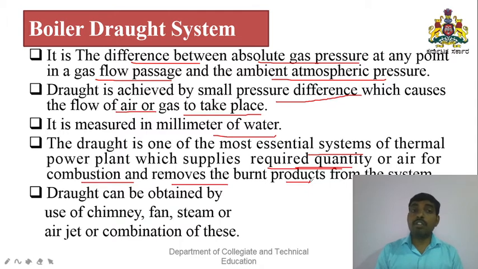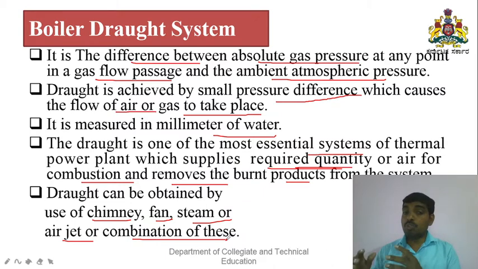This draught system allows the high pressure and high temperature flue gases to pass through the chimney and out to the atmosphere. So this is why boiler draught systems are required. Draught can be obtained by use of a chimney, fan, steam or air jet, or a combination of these. It can be obtained naturally by using a chimney, or you can use a fan system, or steam or air jets. These are the basics of boiler draught systems.